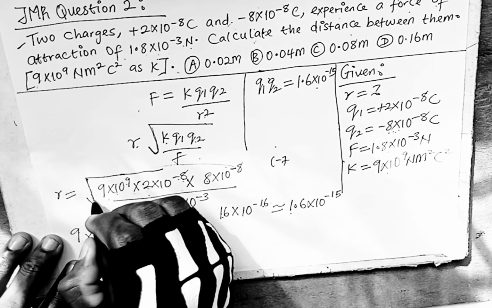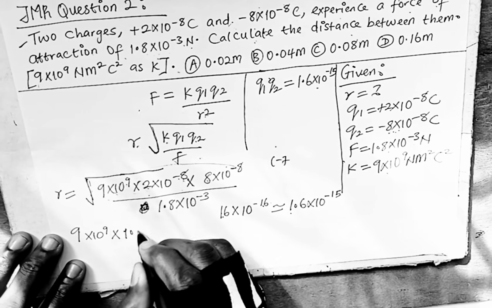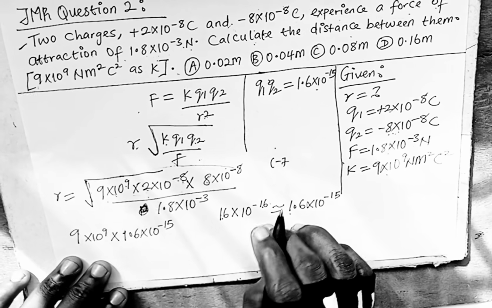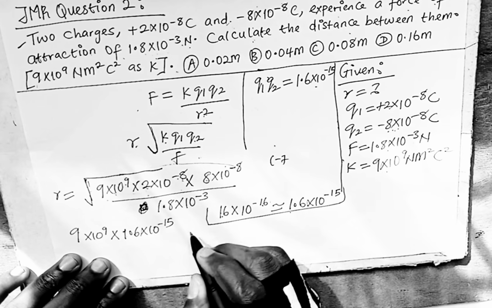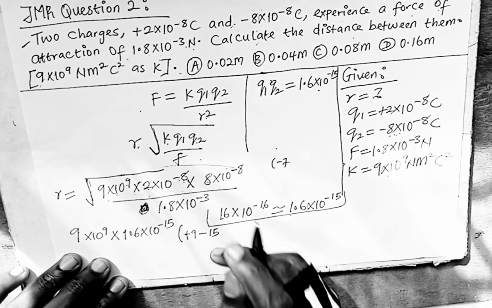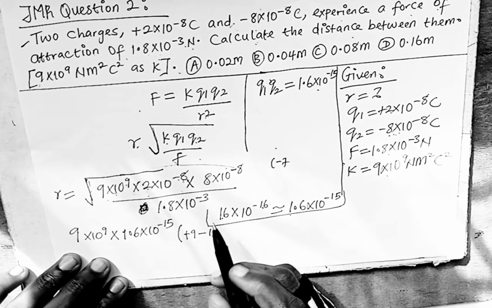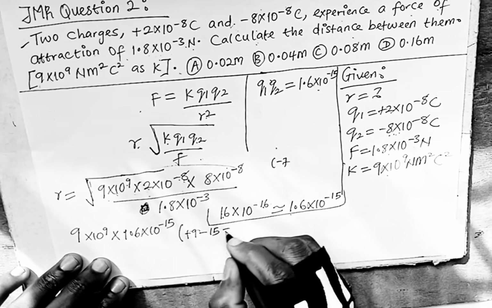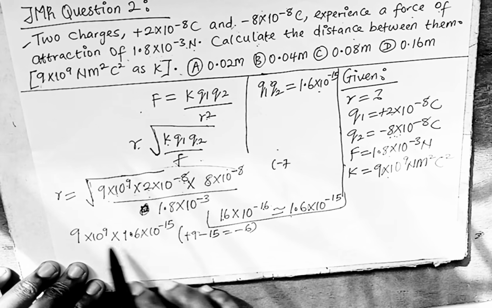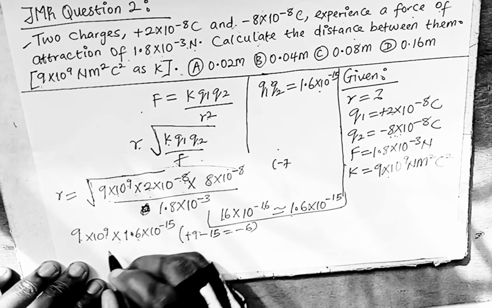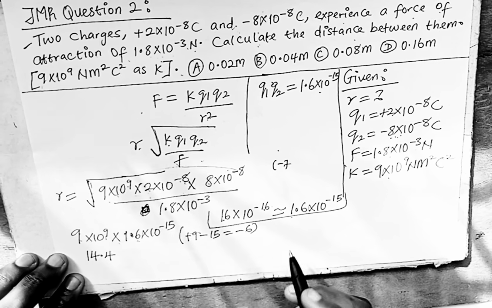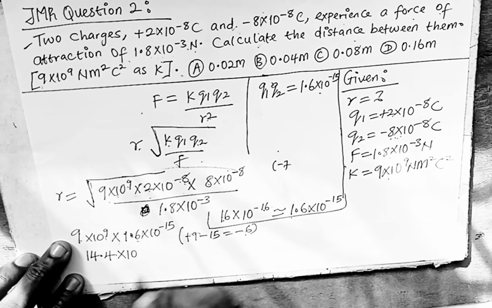Remember, say we get roots, 1.6 times 10 raised to power minus 15. So with this now, if I calculate the power separately, the power will give me plus 9 minus 15. We're going to get minus 6, equal to minus 6. So the power now for this numerator is minus 6. So we're going to do 9 times 1.6. That 9 times 1.6 will give us 14.4, then we bring this one in, times 10 raised to power minus 6.